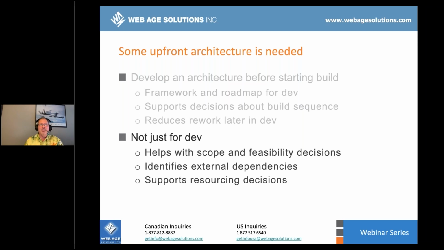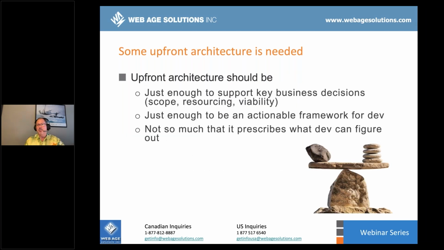Now, I've argued that some upfront architecture is needed. That word some really sticks out there. What do we actually mean by that? Well, I don't know exactly what we mean by that, but I know a little bit about what I want from my upfront architecture. I want an architecture that's just enough to support key business decisions, things like scope and viability and resourcing. Now, what's enough? Well, I don't know. It depends on the circumstances. But what I'd like is enough upfront architecture that it helps inform those decisions so that they can be made with a little bit more comfort.